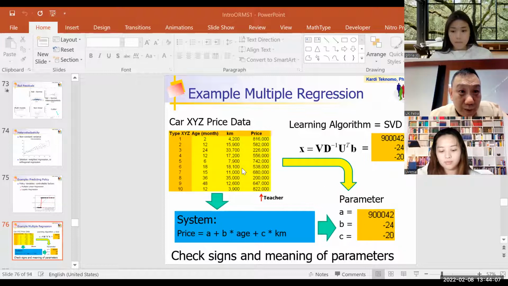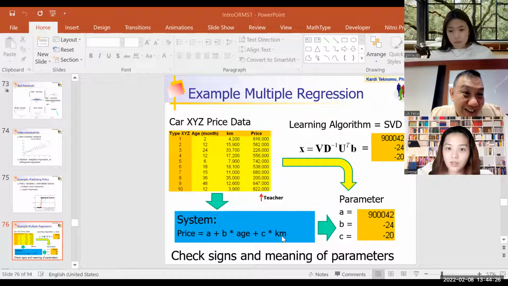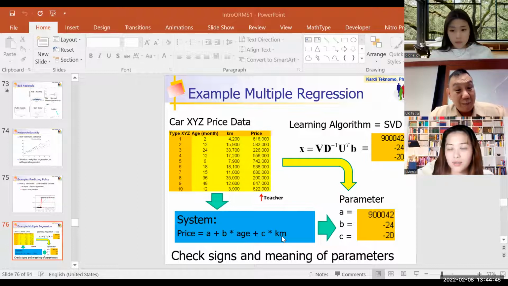Easy. Look at this. What happens if the age and kilometer I put 0? What is the meaning of a car with age 0 and kilometer 0? Devi, if car with 0 kilometer, 0 age, what's that mean? Haven't been used, right? Yes, it hasn't been used. That means a new car.